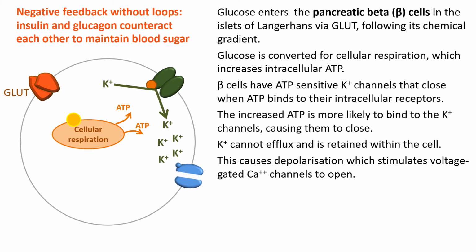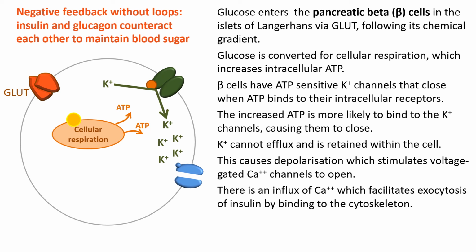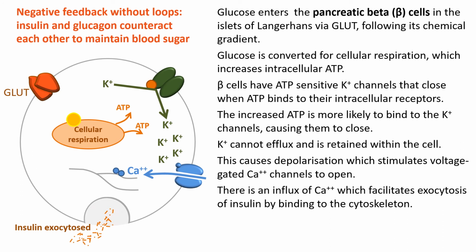This depolarization opens voltage-gated calcium channels. The little voltage sensor reaches threshold, opens the channel. And of course, calcium influxes. Calcium then binds to the cytoskeleton, and that facilitates the exocytosis. In this case, beta cells exocytose insulin.